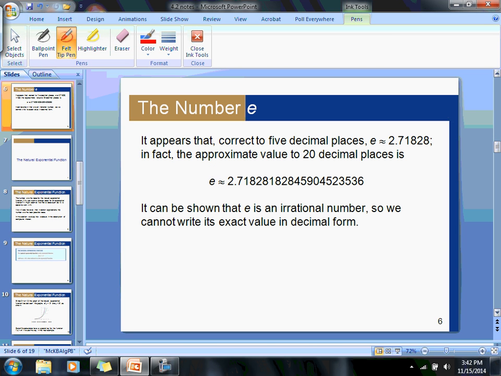Now, e is really an irrational number, which means that it goes on forever and it doesn't repeat. It kind of repeats a little bit. It's 2.718281828, and then it starts to not repeat anymore. Okay, so we just usually use 2.718, the first three places after the decimal there.